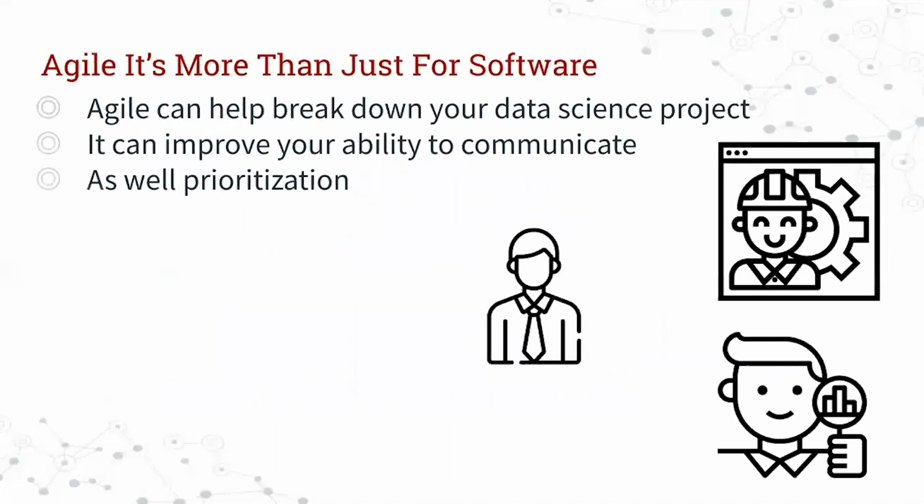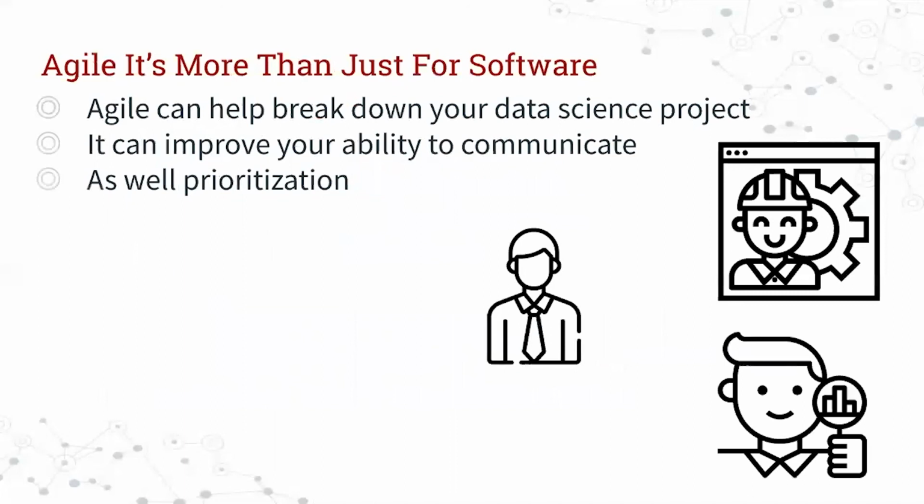All this being said, the key point here is that Agile is more than just for software. Like we talked about with those benefits, it can be applied to data science projects. You can use it to help improve communication. You can use it to help reprioritize projects. It really has a lot of versatility and can be applied in very different ways. Now, how you apply it is very different.